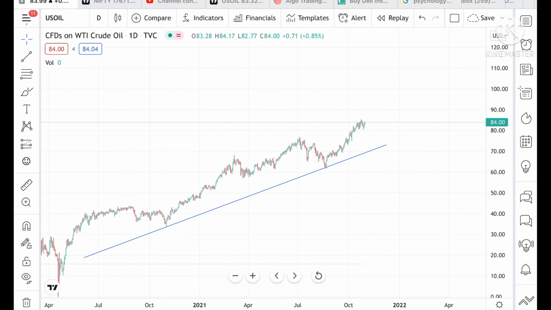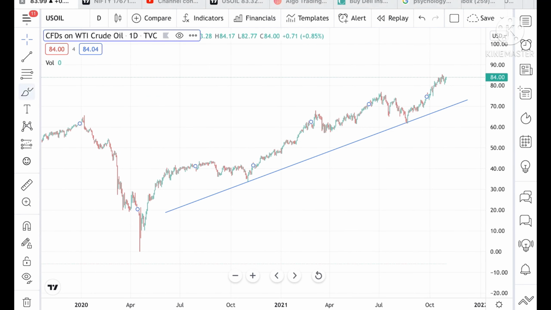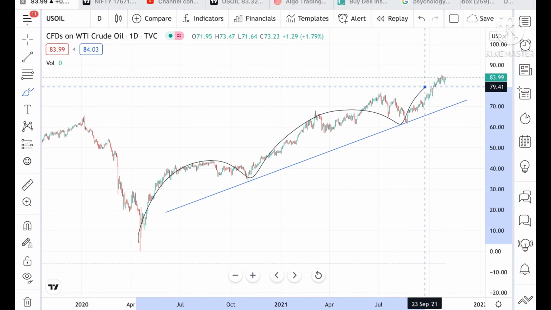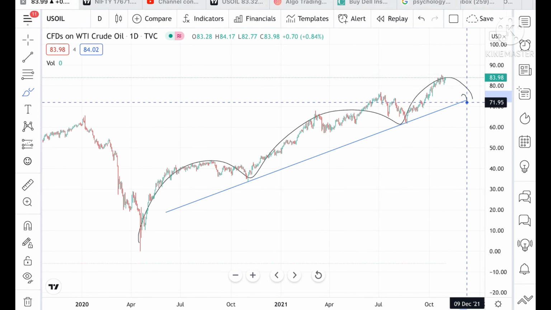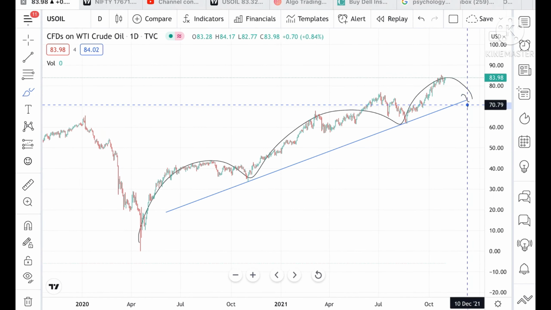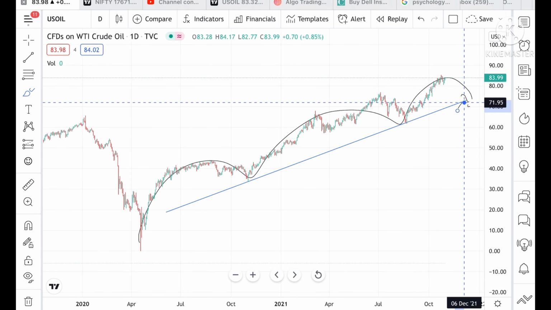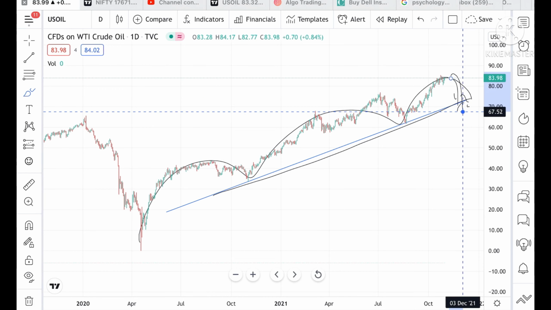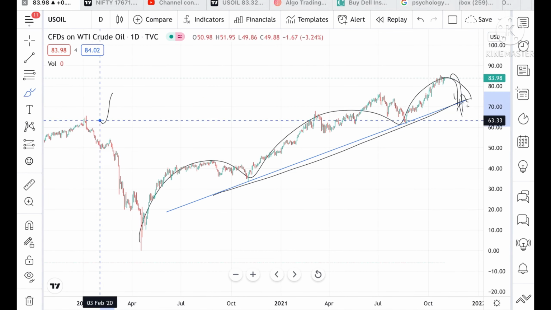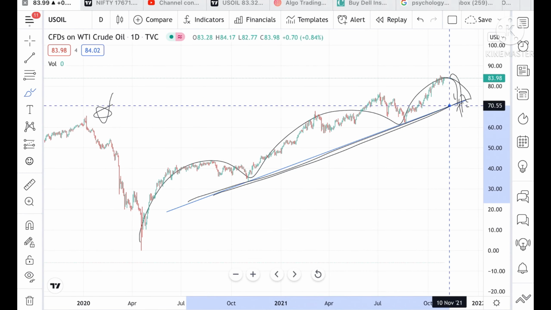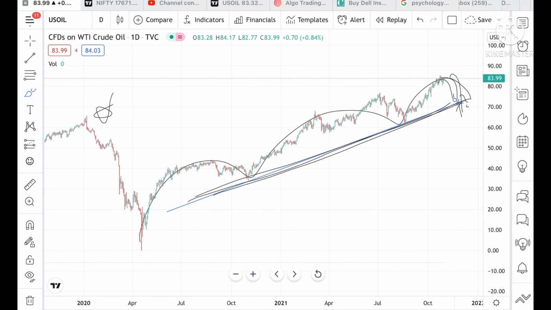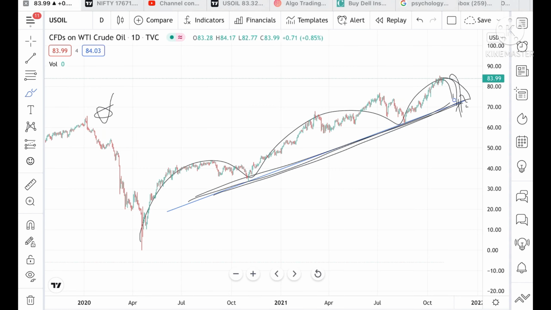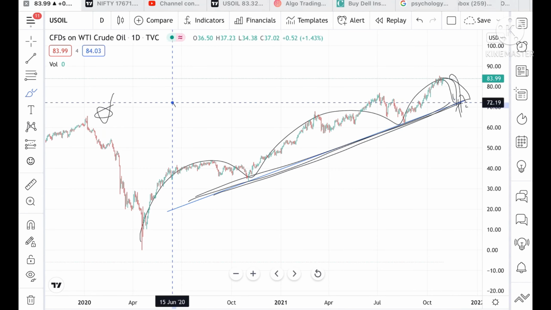This level is already tested here twice. So if it comes close to around this level of 72, or if it comes close to 70, then we can see a sharp fall in the price of crude. So keep this in mind. If you make a trend line, and it's falling, then there are chances it can fall.